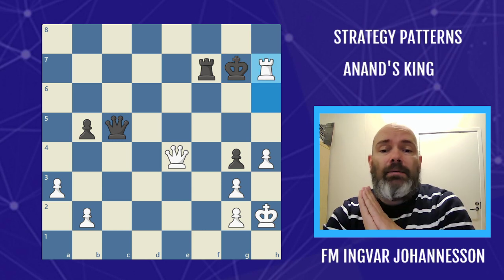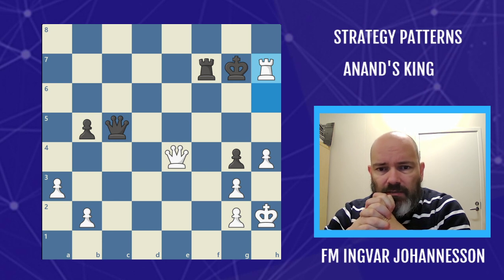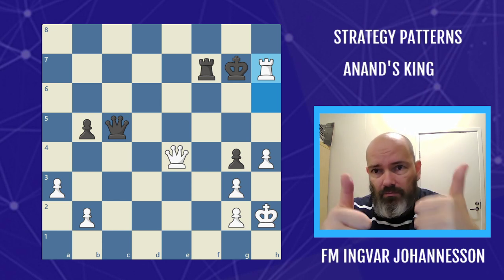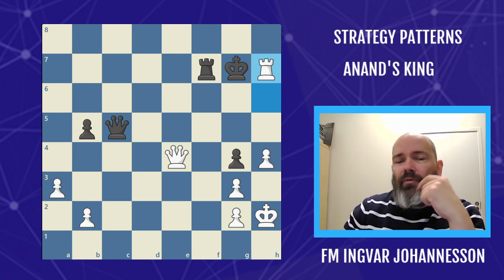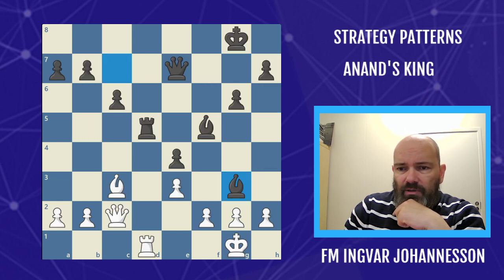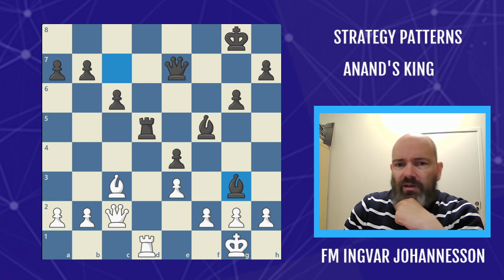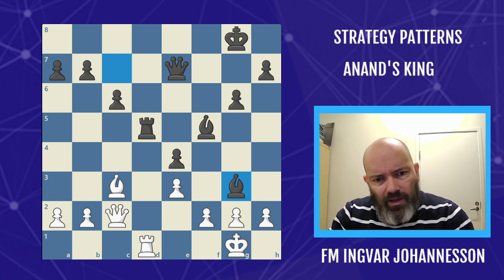So this is Anand's king. It's more or less mostly applicable to when we have these heavy piece endgames, in my opinion. But I'm about to give you another good example, our final example. And now we don't have the heavy pieces. We will have a queen and a bishop. So just to show you that this can apply in other positions.